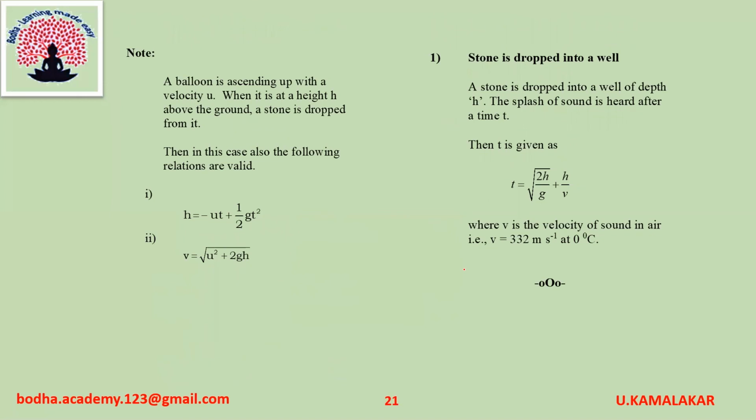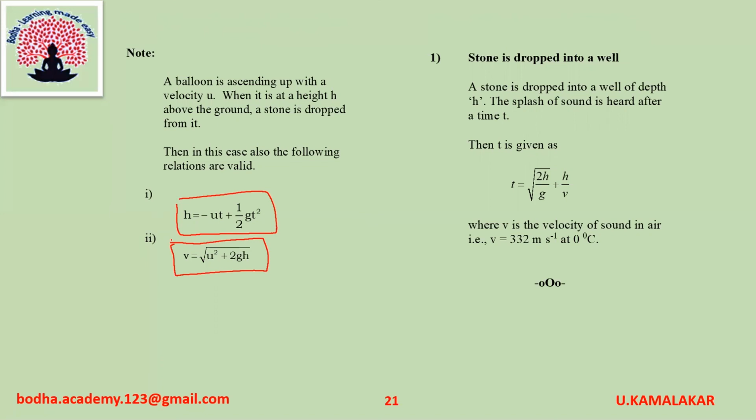Note, a balloon is ascending up with a velocity u. When it is at a height h above the ground, a stone is dropped from it. Then in this case also, the following equations are valid. h = −ut + ½gt² and v = √(u² + 2gh).